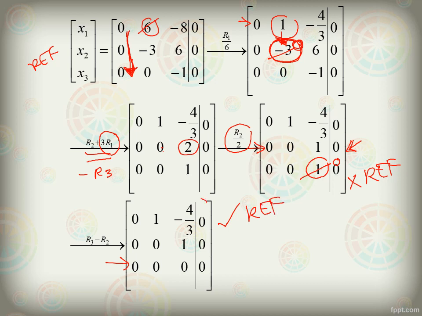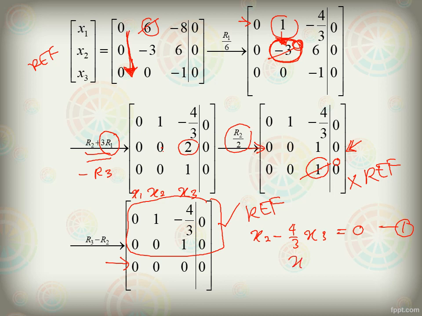Then you need to rewrite these two rows as two linear equations. The first one: this is your x1, this is your x2, this is your x3. So you have none for x1, but you have for x2. So x2 minus 4 over 3 x3 equals 0. This is your first equation. And the second equation is only x3 equals 0. So this is the second equation.